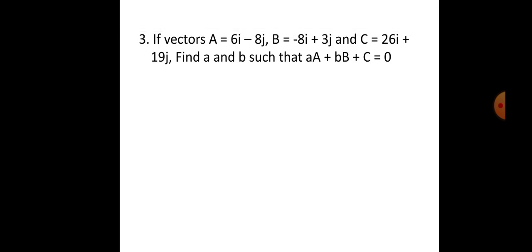If vector A is equal to 6I minus 8J and vector B is equal to minus 8I plus 3J and vector C ማለት ነው 26I plus 19J. Find A and B. A and B are scalars such that A times vector A plus B times vector B plus C is equal to 0.